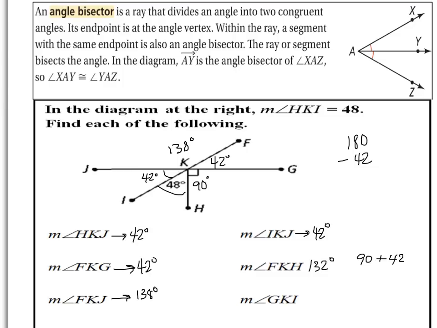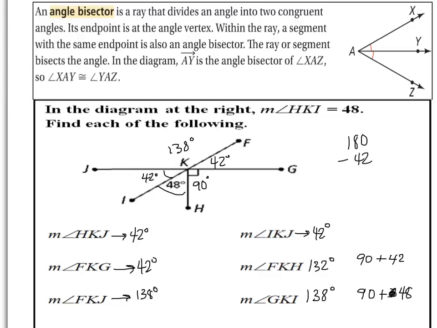And then the last one here is angle GKI, which if I go from G to K to I, again, we're going to use the same concept of the angle addition postulate, part plus part equals whole. So 90 and 48 is going to give me 138 degrees. It would be 90 plus 48. Now, there's also other ways you could do that. You can notice that GKI is vertical to FKJ, and so therefore it'd have to be 138 degrees as well.